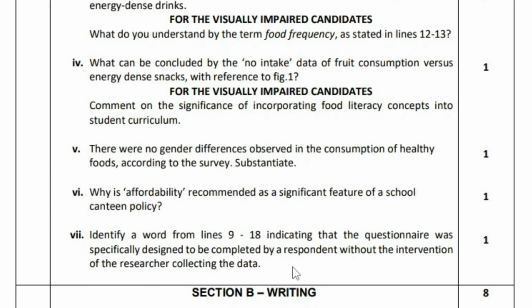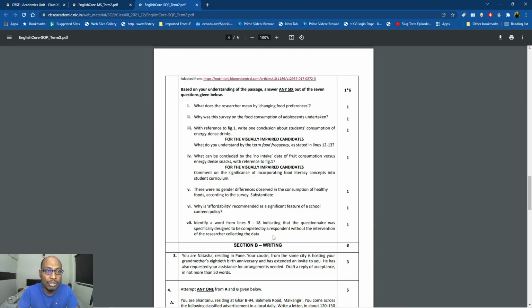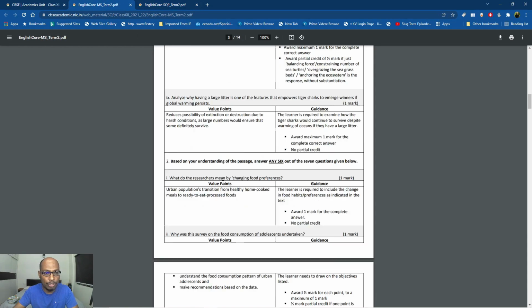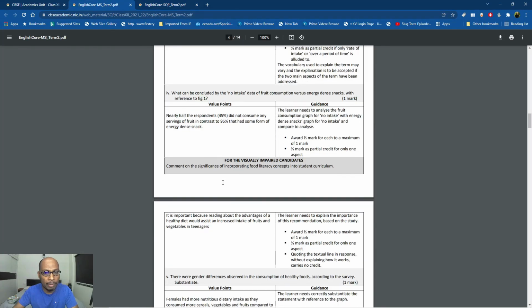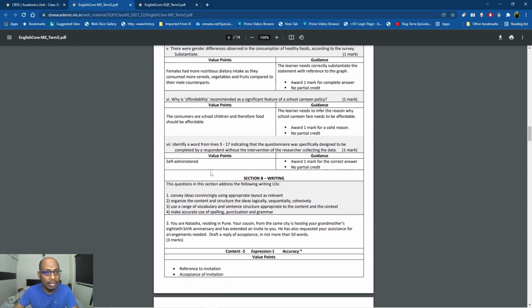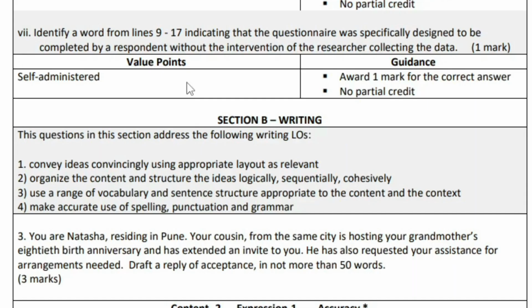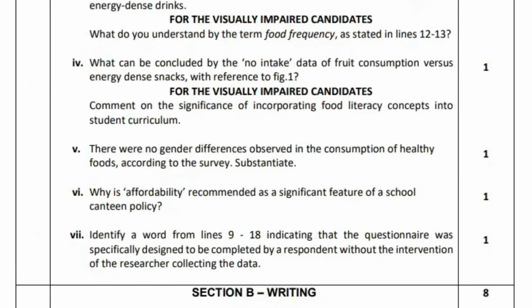See, in the earlier term 1 examination, you used to get MCQ questions, and they used to test vocabulary by asking antonyms and synonyms. But here the questions are completely different. So let us find the answer to passage 2, question number 7. Identify a word from lines 9 to 17. So it is also like identifying a word with similar meaning, but you need to read the passage again to identify that single word. Okay. Now come back here.